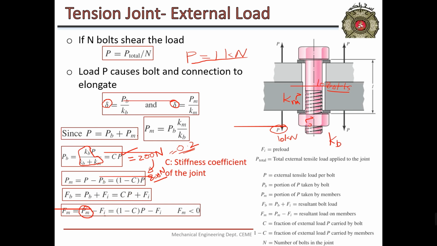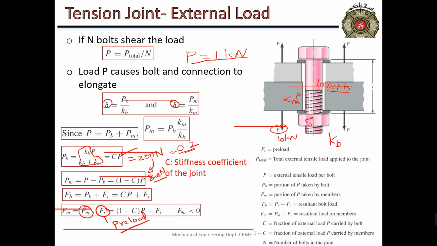And then apart from that, we have Fi. What is Fi? This Fi is called preload. What is this preload? The amount of load generated by tightening the bolt. By tightening the bolt, the members are compressed and there is an initial load in the member. This is called preload Fi.